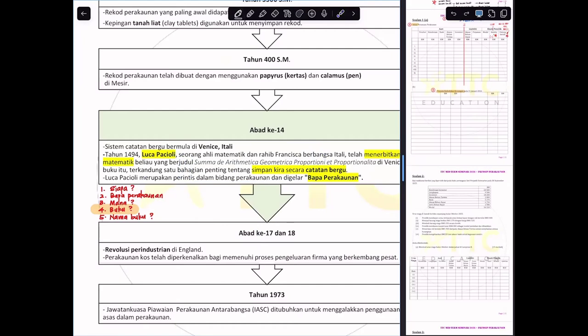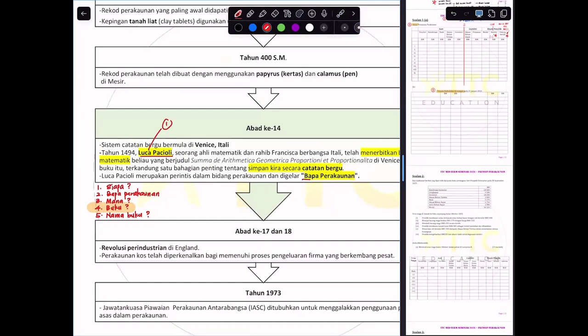So the first point, who is the one to find this system? He's Luca Pacioli. First point. Secondly, since he is the one who found the most important thing for accounting, we call him the Father of Accounting also. Okay, where he found it? Venice, Italy. How he found it?